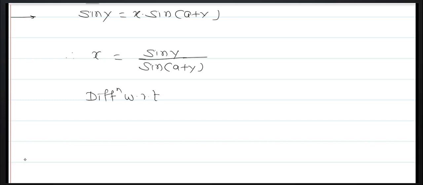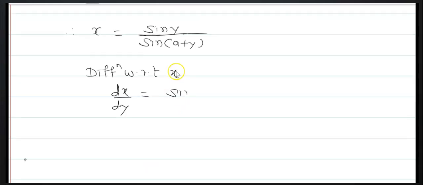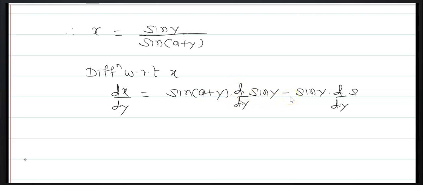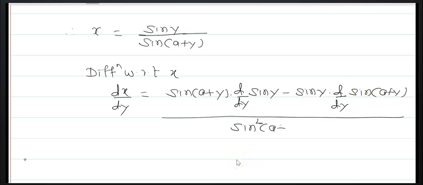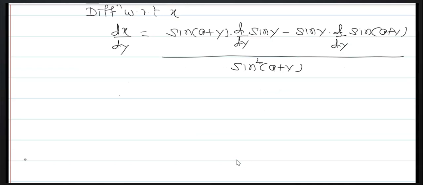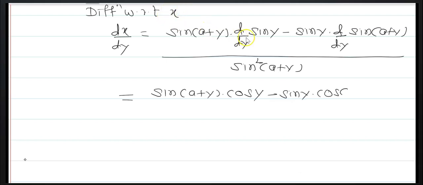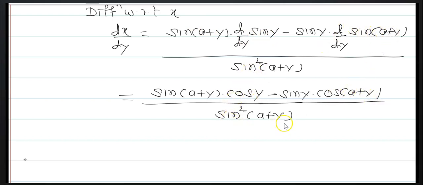Now differentiate this with respect to y. With respect to y, by mistake I had written there is an x, but it is a y. Therefore dx upon dy is equals to sin of a plus y into d by dy of sin of y minus sin y into d by dy of sin of a plus y upon sin square a plus y. Now derivative of sin of y is cos y, and derivative of sin of a plus y is cos of a plus y upon sin square a plus y.